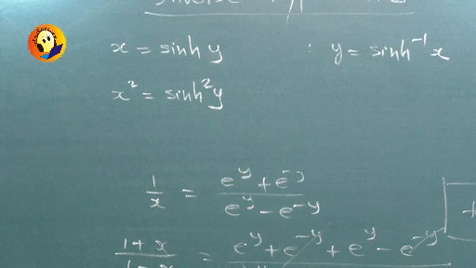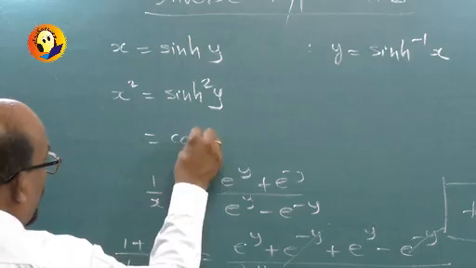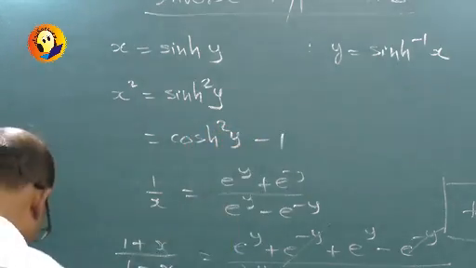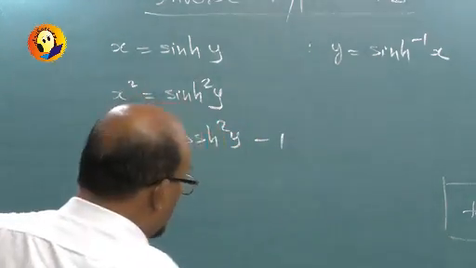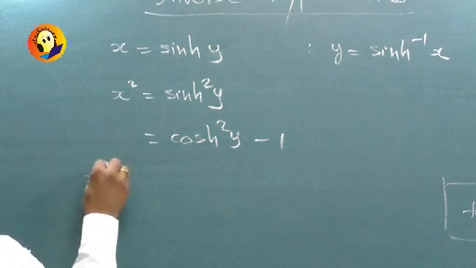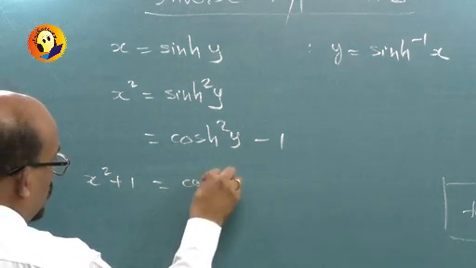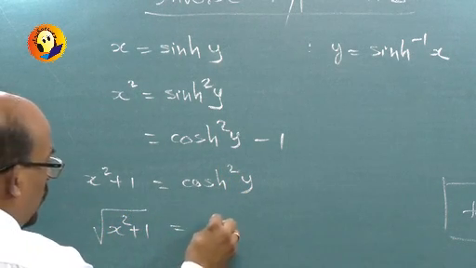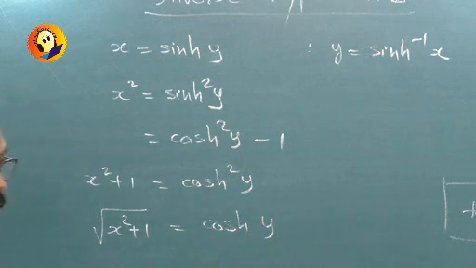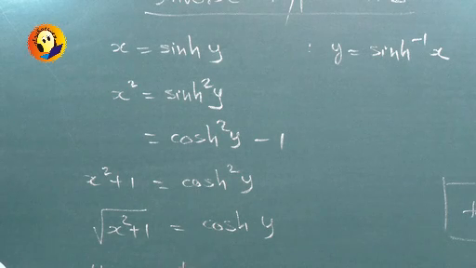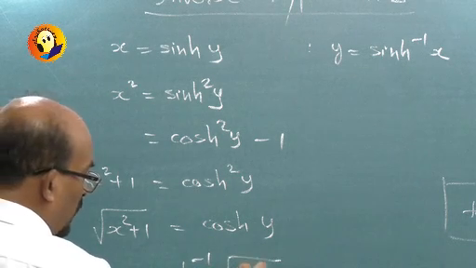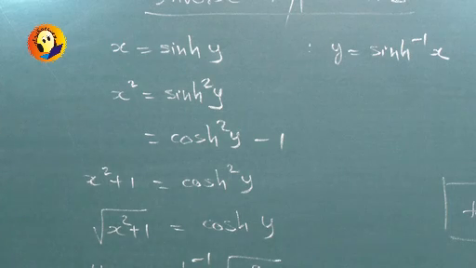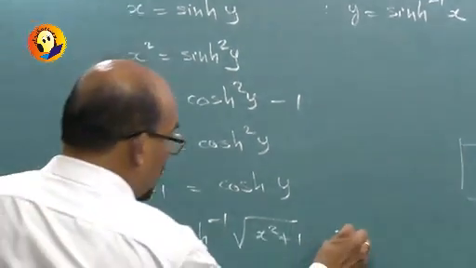So what will be the value of sin square y? Cos square y minus 1. Now if it is cos square y minus 1, then you will get x square plus 1 is equal to cos square y, or root of x square plus 1 is equal to cos y, and y will be equal to cos inverse of root of x square plus 1, which is same as sin inverse x.